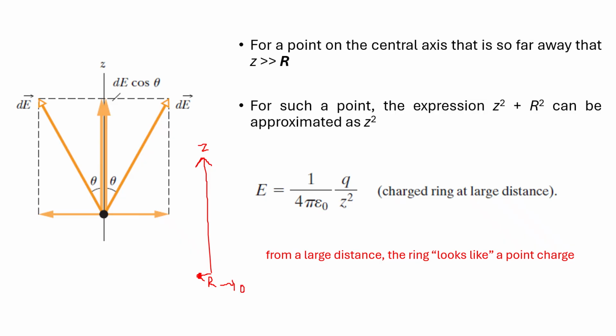So from here you have the electric field equal to 1 over 4 pi epsilon 0 times charge over z squared. So here let's say this is a point source element. So what it looks like when it comes close is that it just moves along this z axis.